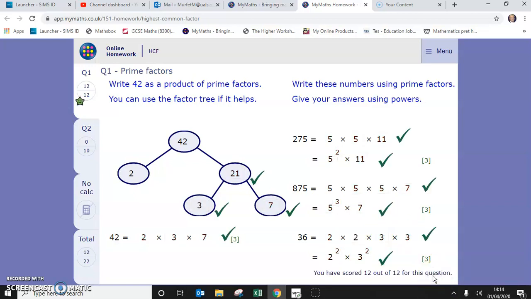Mark it. Okay, that's section 1. Section 2.